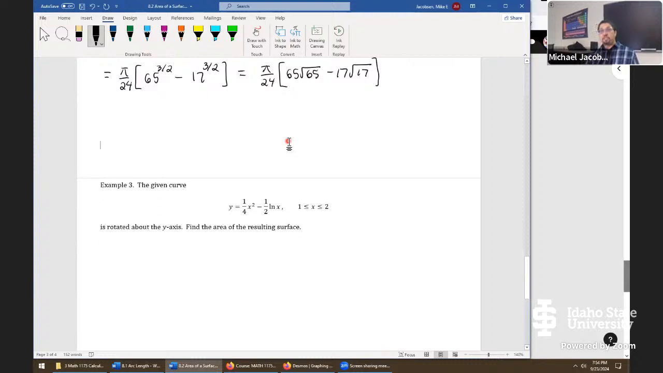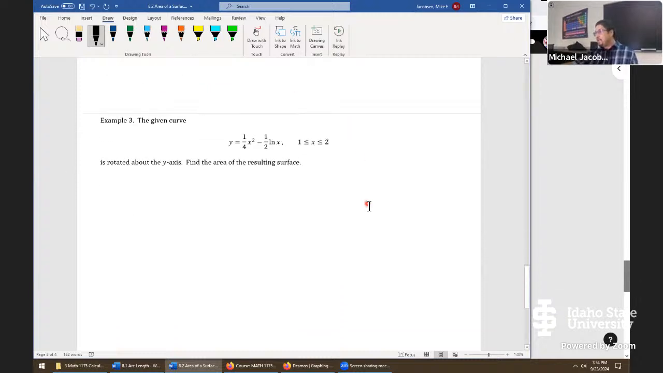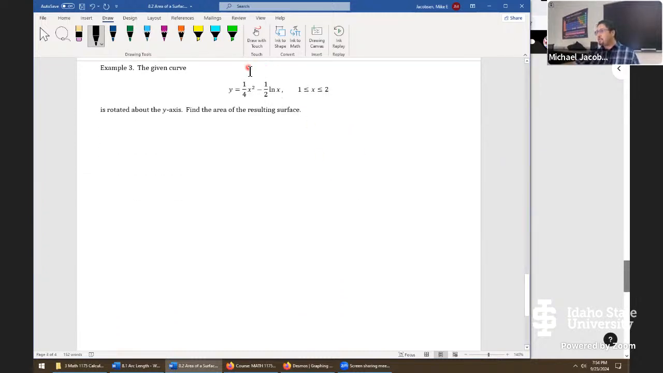This is the last example for these notes. Not too many homework questions along these lines either, since this is kind of a one-dimensional section, just surface areas after surface areas. They give us a new curve, y equals 1/4 x squared minus 1/2 natural log x.